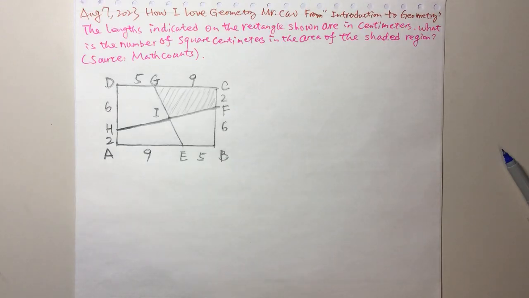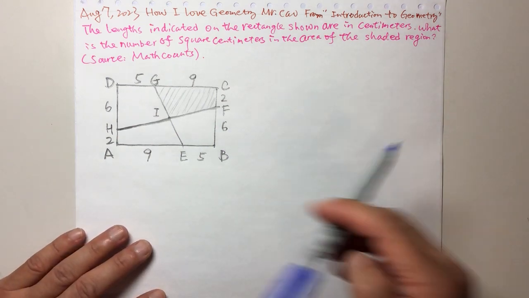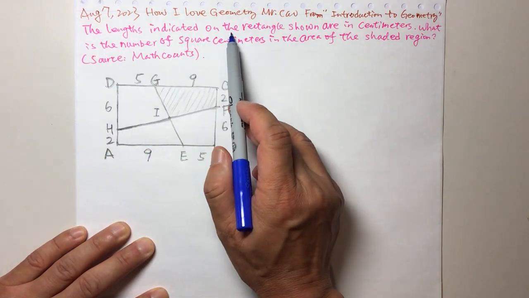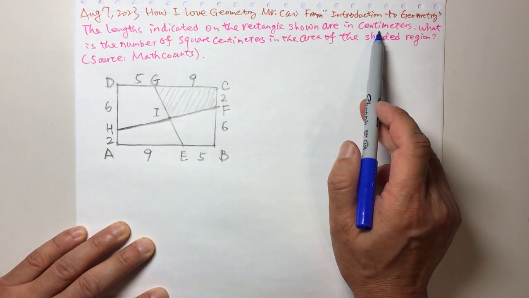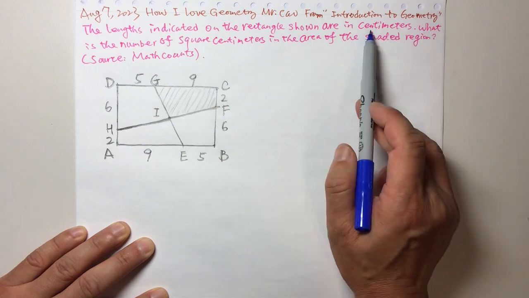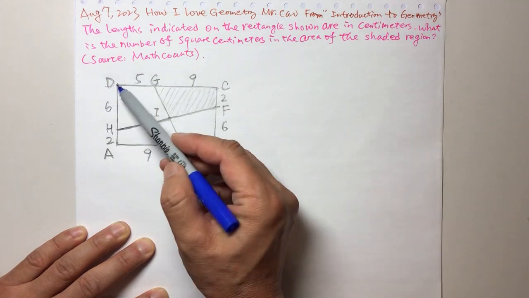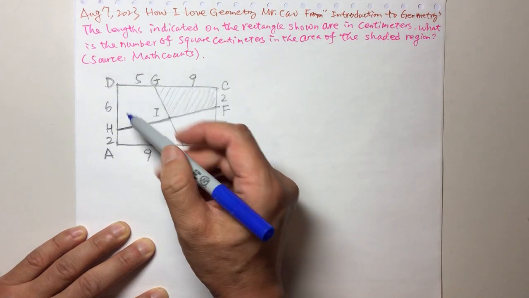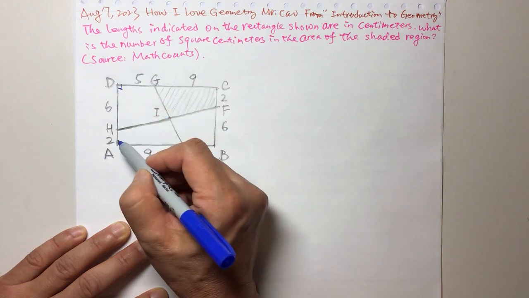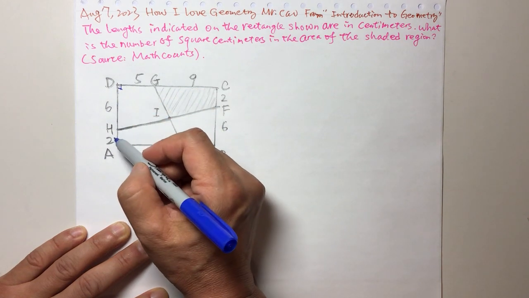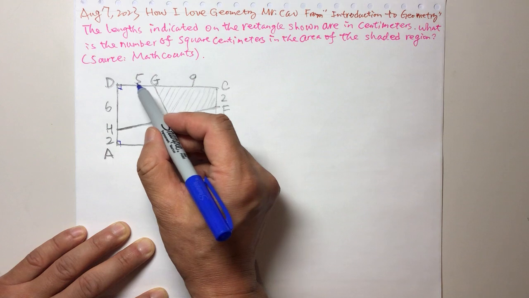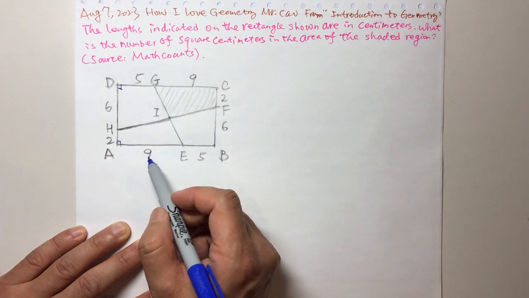I'm Mr. Cao. This problem is from Introduction to Geometry. The problem says the lengths indicated on the rectangle shown are in centimeters. So this is a rectangle, right? And this side is 8, this side also 8, this is 14, this also 14.